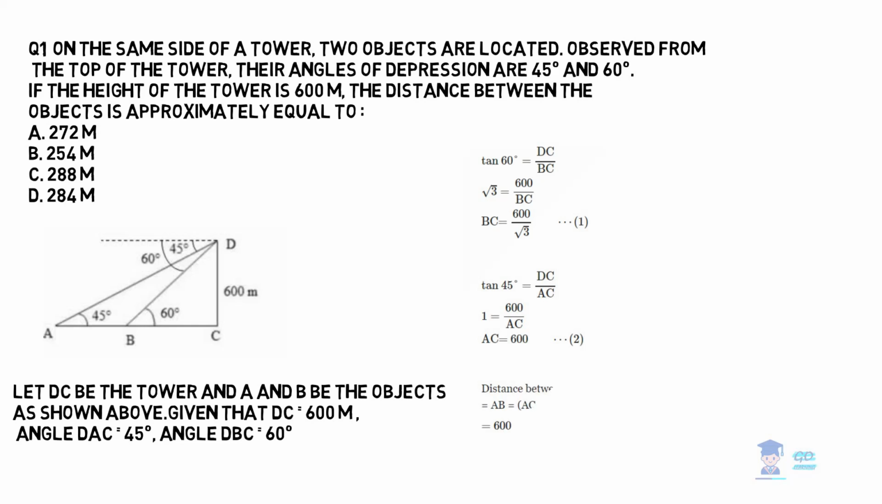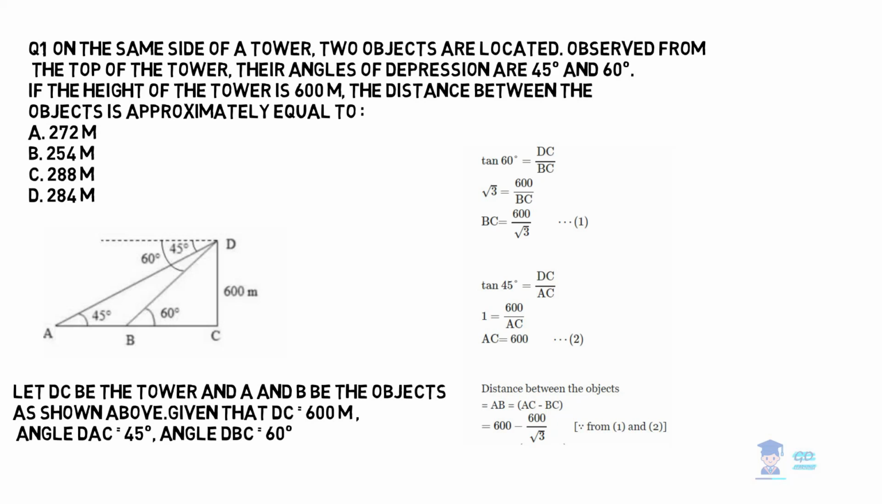Tan 60, I am taking tan because I have the opposite and I want the adjacent. Opposite by adjacent is tan. Tan 60 is DC by BC. We know the value of tan 60 is root 3 from the table. DC is 600, so BC is equal to 600 by root 3. Coming to the bigger triangle, tan 45 is equal to opposite by adjacent, 600 by AC. Tan 45 is nothing but 1, so 1 is equal to 600 by AC. AC is equal to 600.